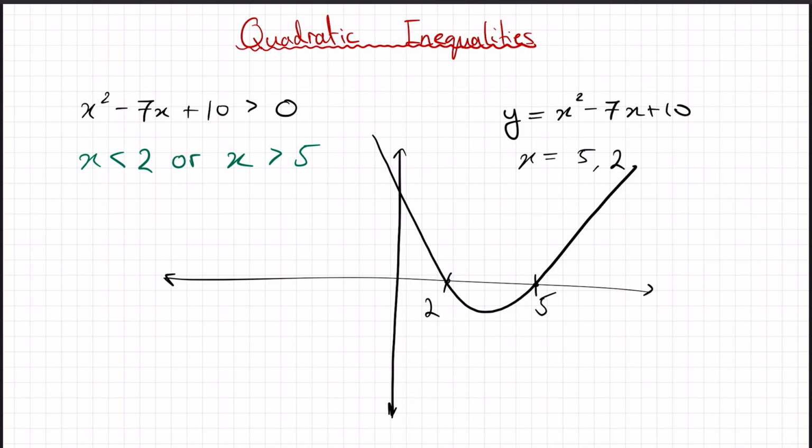Notice the use of the word or. Make sure you use or and not and, because x can't be smaller than 2 and greater than 5 at the same time. So make sure you always use or.